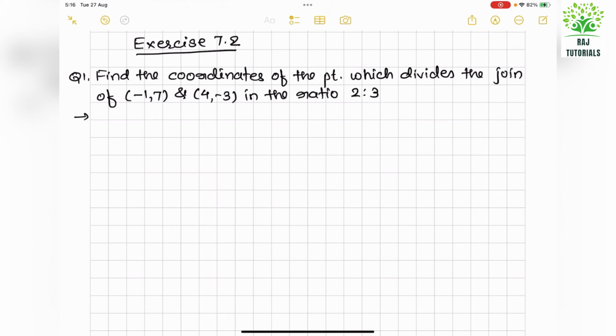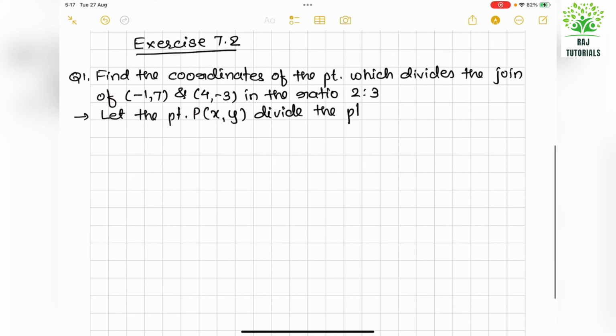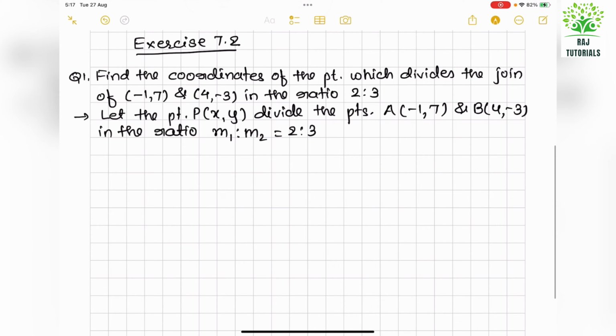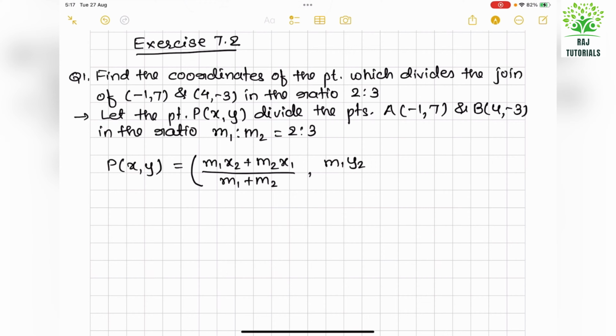Now the first question says find the coordinates of the point which divides the join of (-1, 7) and (4, -3) in the ratio 2:3. So let the point P(x, y) divide the points A(-1, 7) and B(4, -3) in the ratio m1 is to m2 equal to 2:3. So I got all the values. Now the formula was P(x, y) equal to m1 x2 plus m2 x1 upon m1 plus m2 comma m1 y2 plus m2 y1 upon m1 plus m2.